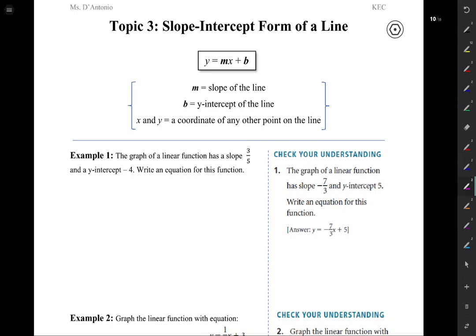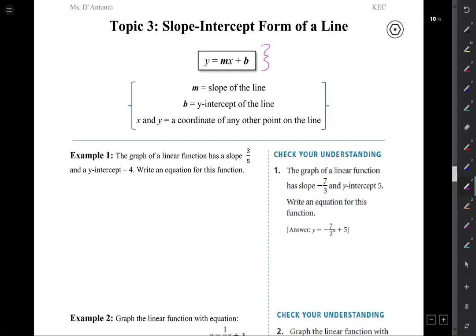The next three topics are looking at three different equations for straight lines. So they're all equations that represent a straight line. The first one we're starting off with here is slope-intercept form. So this is the equation y is equal to mx plus b. And let's look at what each of these letters stand for.